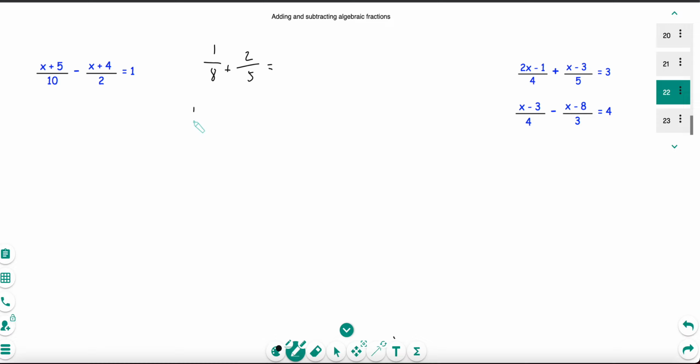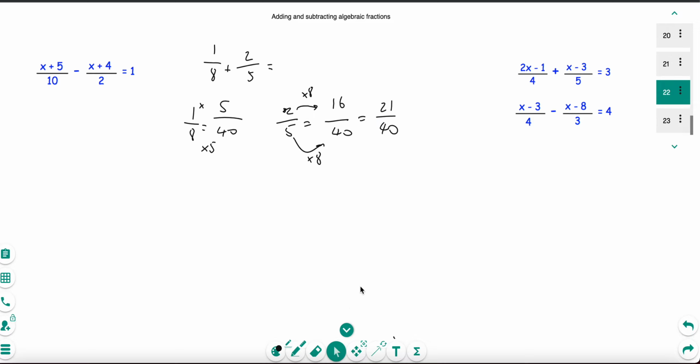So 1/8 is the same as, from 8 to 40 you times by 5, so you times the top by 5. 5/40ths. And 2/5 equals 40ths. To get from 5 to 40, you times by 8. And you times the numerator by 8. So 2 times 8 is 16. And once the denominators are the same, you just add them together. So 5 plus 16 is 21 over 40. So we just keep this idea in mind of how to add and subtract fractions, all right?